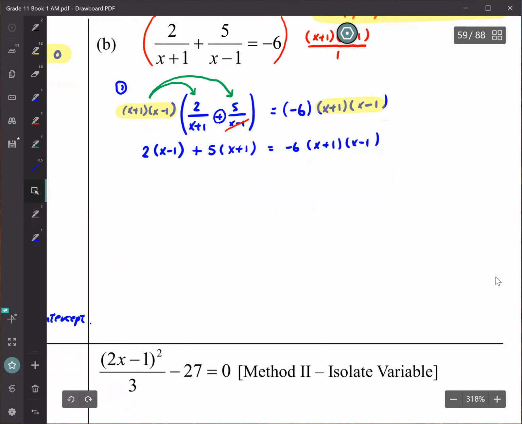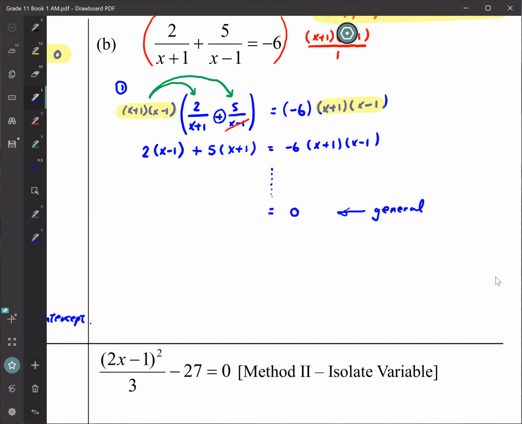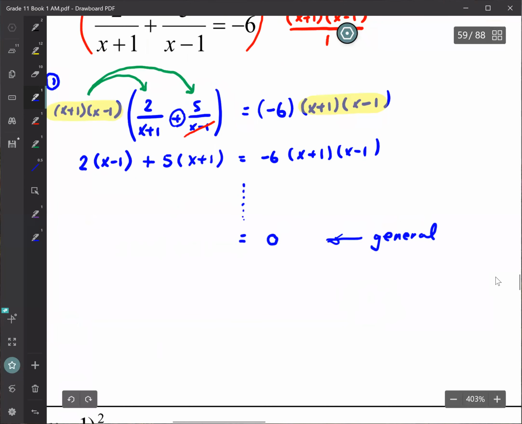Now after this, we will expand everything, left side and right side, and then make one side equal to 0. So there's a few steps for you to do. After you expand everything, move everything to the left, so it becomes general form. I'll leave that to you. This part you should be able to do correctly. So be careful when you are doing the right side.